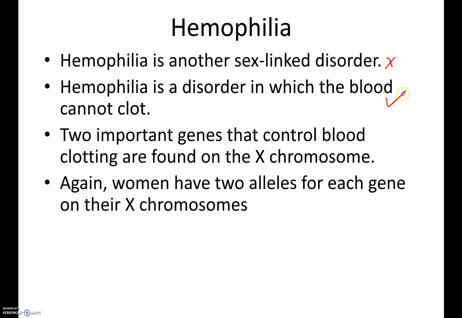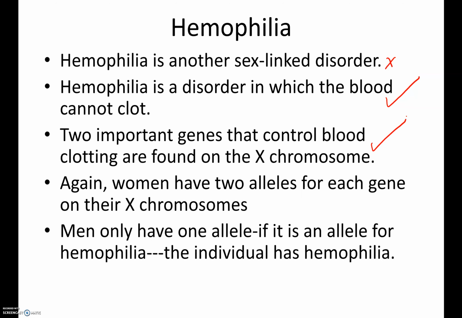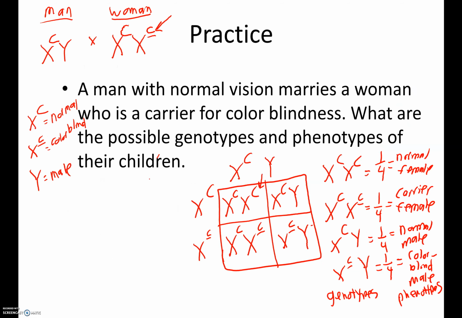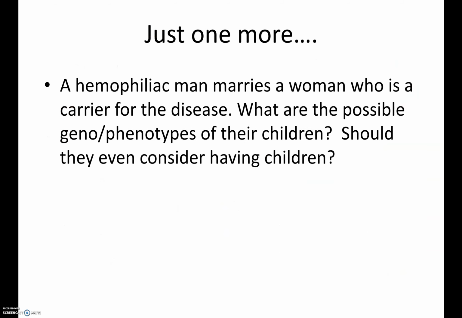Okay, so guys, you do need to know this one, and I would write this one too. They're on the X chromosome. And again, women have 2 alleles for all those genes because they have 2 X chromosomes, and men only have 1. So I would jot down the 2 that I put check marks next to. These 2 are true of any of these sex links. All right, let's do an example of a hemophilia one.